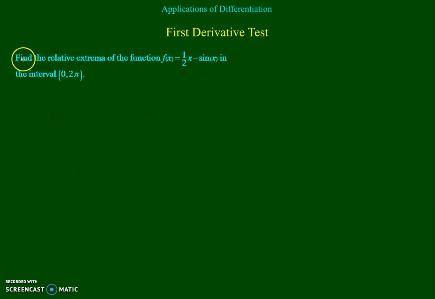Simple test there. Now let's look at another example. In this example, we're going a little beyond just finding the intervals of increasing and decreasing. We're going to find the relative extrema of the function. So let's go ahead and take our derivative. F prime of x is 1/2. That's the derivative of the first term. The derivative of sine is cosine. And we've got to find our critical numbers now. So we set this equal to 0.